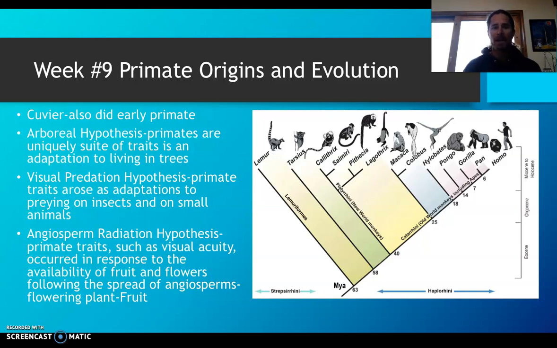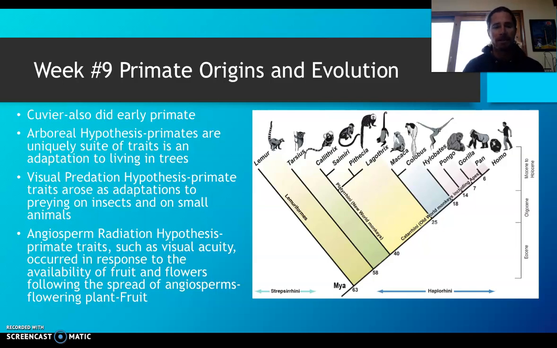The idea here is that the eyes of primates move towards the front of their face, noses get smaller, so essentially the eyes become the most important. And this is in order to see small insects and prey in order to survive.